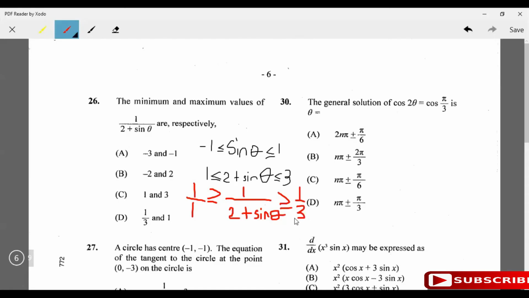All right, so what we're finding out then is that the minimum value is the least possible value, which is 1 over 3, and the maximum value is 1. And so it is 1 over 3 and 1. That's question 26. That's option D. Easy question, soft. That's question 26.